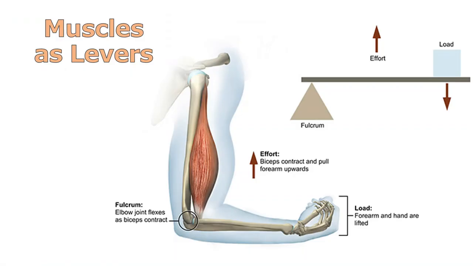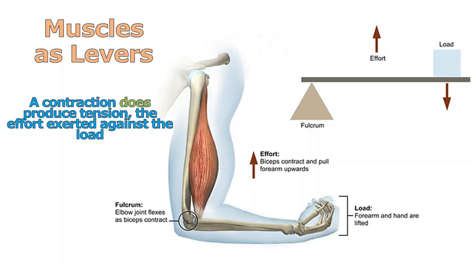All right, here's an example of a third class lever, and it of course is your arm and forearm, and what we call the elbow joint. Now, we want to specify something. When you see the word contraction, it does mean that the muscle will produce some sort of tension against some sort of load. In this case, the load is just simply the bones and the musculature in the forearm and hand.